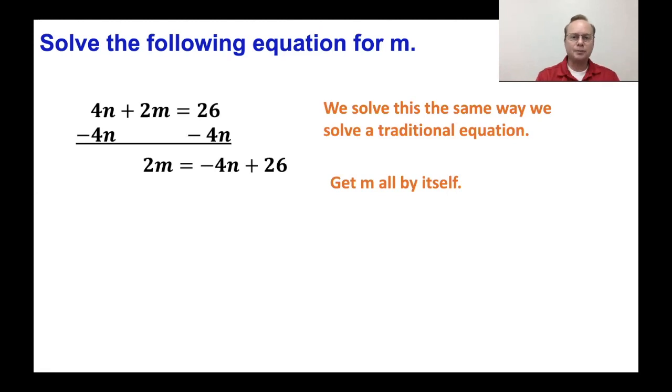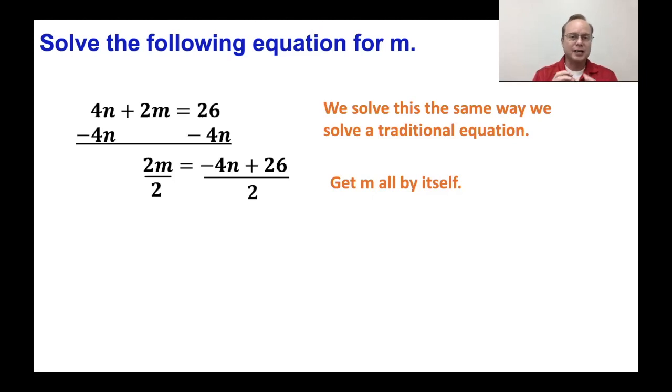So if I want to get the m all by itself, I've got this 2 in front of it. What do I need to do in order to get rid of that 2? Well, we have to look at it and go, this is 2 times m is equal to negative 4n plus 26. So 2 times m, the opposite of that is division. If I divide both sides by 2, that's going to get me m all by itself. So let's try that. I'm going to divide both sides.